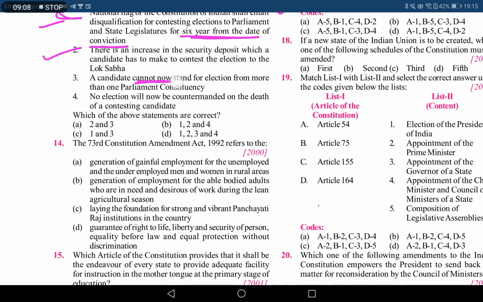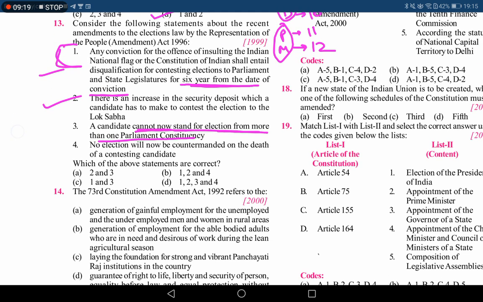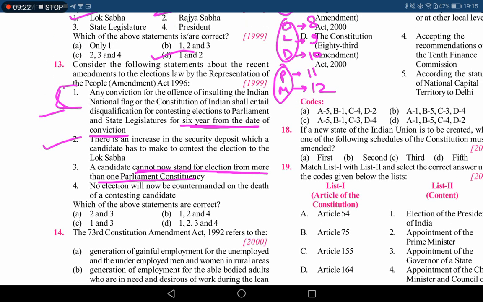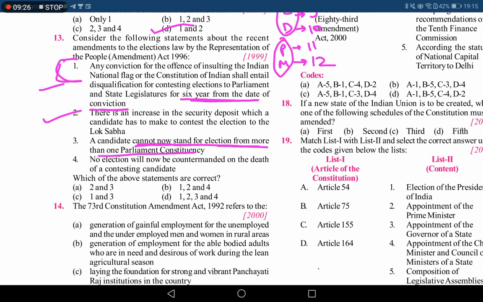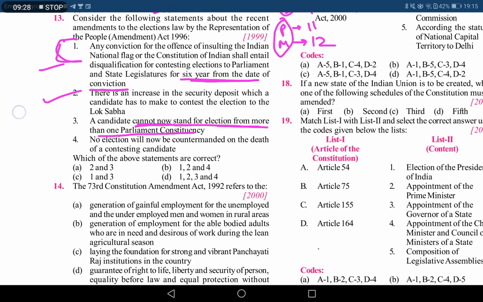So what is it saying? That a person cannot stand for election from more than one constituency. If you are aware, even Mr. Rahul Gandhi recently contested the election from 2 constituencies. One was Amethi and the other was from Kerala. All right. So he lost in Amethi, but he won from Kerala. Okay, so at present his seat has been vacated because of his disqualification. So this statement is incorrect.